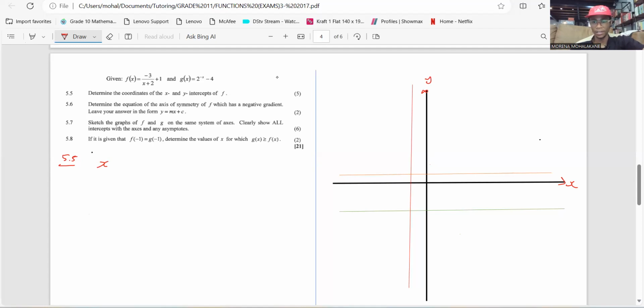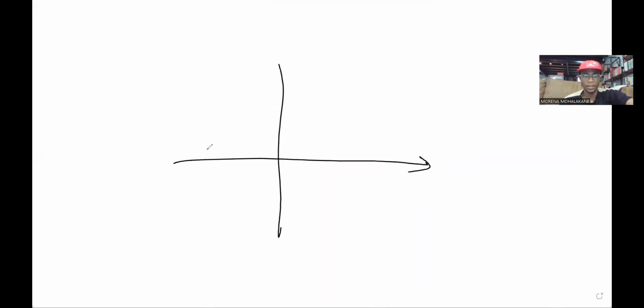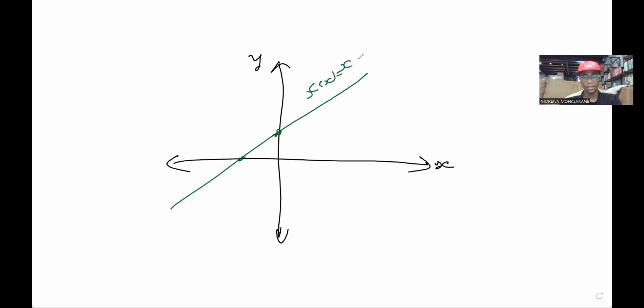So back to our basics. This is the x-axis, this is the y-axis. So it means that you have, let's create a line. There's your f of x. Let us say f of x is equal to x plus 4.